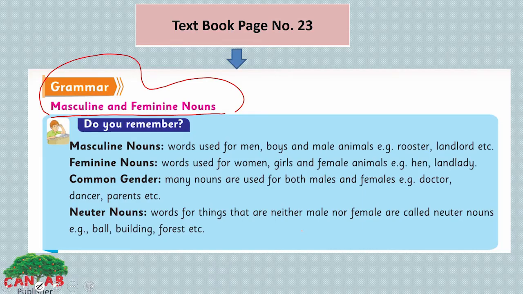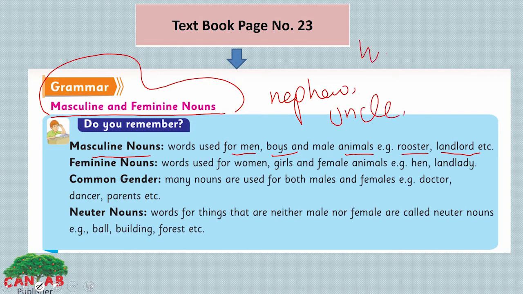Now look at here. What are the masculine nouns? Masculine nouns are words used for men, boys and male animals, like rooster, landlord, nephew. These are examples of masculine nouns. Uncle, husband, brother, cock, which is the same as rooster, horse. These are the examples of masculine nouns here.